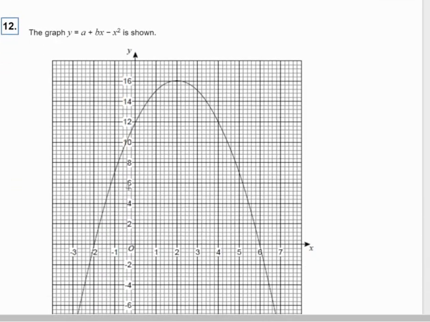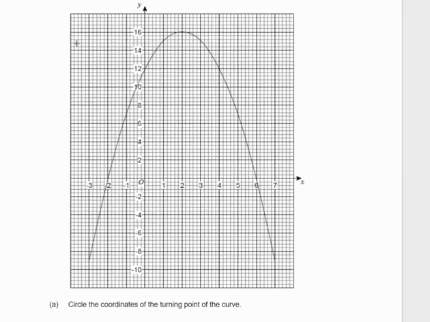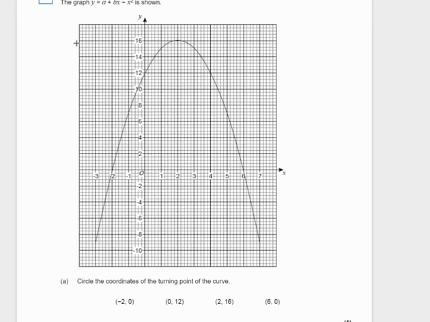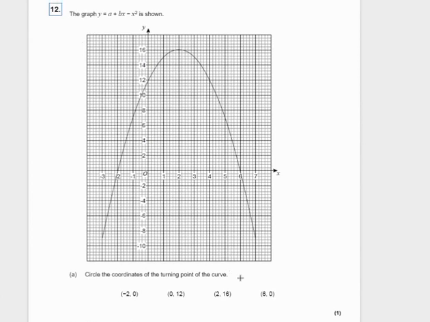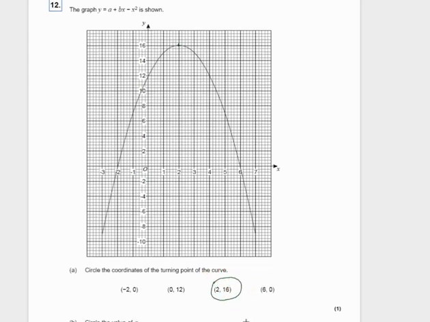Next, we've got the graph y equals a plus bx minus x squared is shown. Let's make this a bit smaller because we don't really need it to be that big. It says circle the coordinates of the turning point of the curve. The turning point is this here, where it goes from an increasing function to a decreasing function. Okay, and we can see the coordinates of that are 2, 16. So there is our option there.